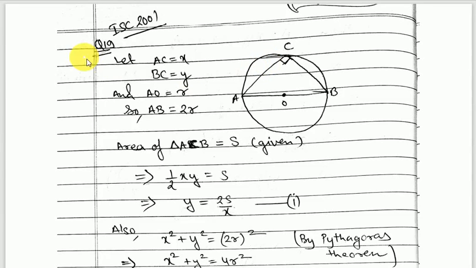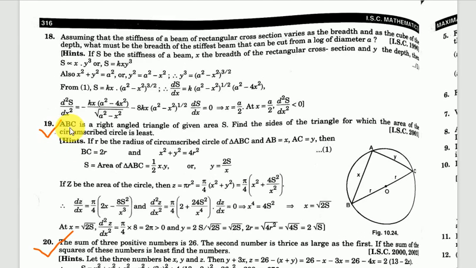Good morning, children. Let us move on to the next question, question number 19. It says, ABC is a right angle triangle of given area S. Find the sides of the triangle for which the area of the circumscribed circle is least.